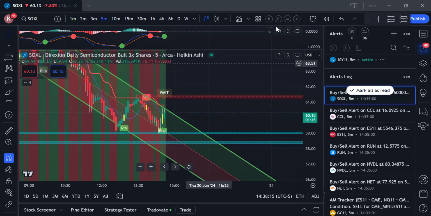Or when the trend is bullish only, it will tell you to buy. If the trend is bearish, it will tell you don't take it, because overall the ES is in the downtrend, so don't take the buy signal.